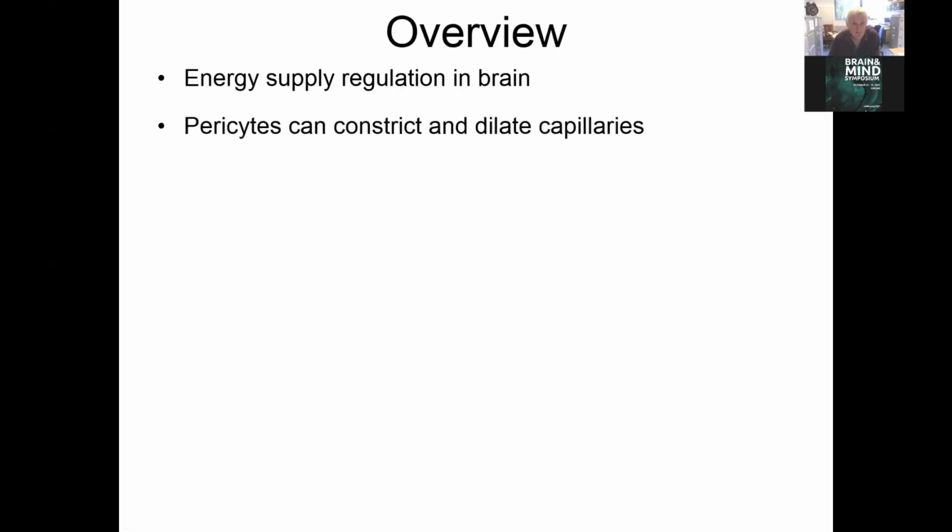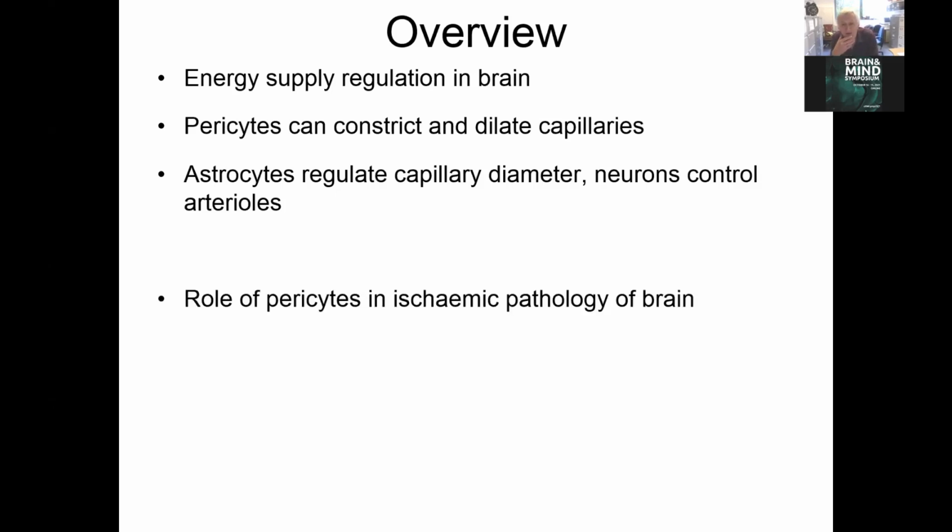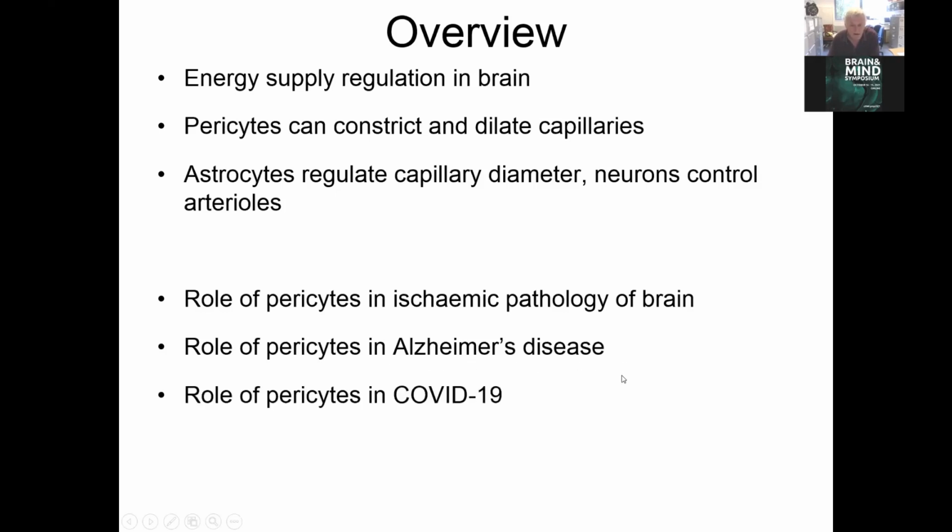How is energy supply regulated? I'm going to show you that pericytes can constrict and dilate capillaries, which has been a controversial subject. And I'll then show you that astrocytes regulate capillary diameter, whereas neurons control arterioles. Having dealt with physiology, I'll move on to pathology and look at the role of pericytes in the ischemic pathology of the brain when you have a stroke. I'll show you they have a key role in the onset of Alzheimer's disease, and I'll look at their role in COVID-19 as well. And throughout all of this, I'll try to consider some therapeutic approaches.